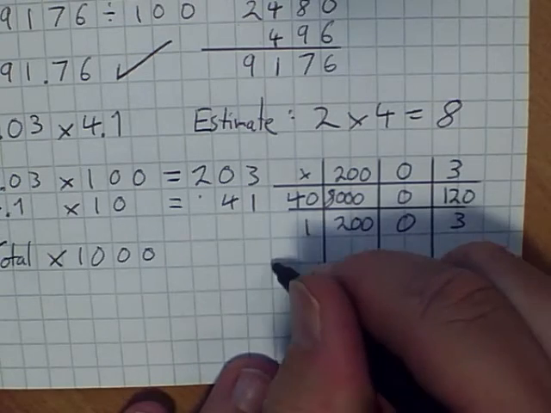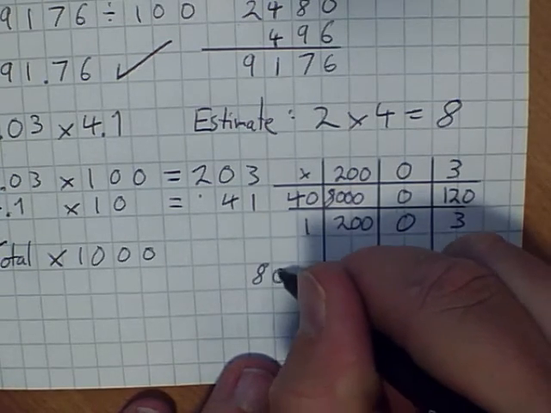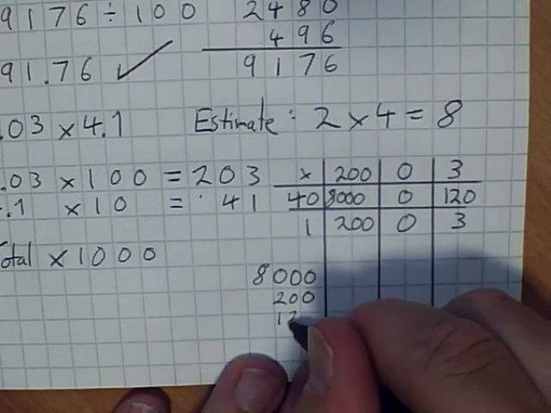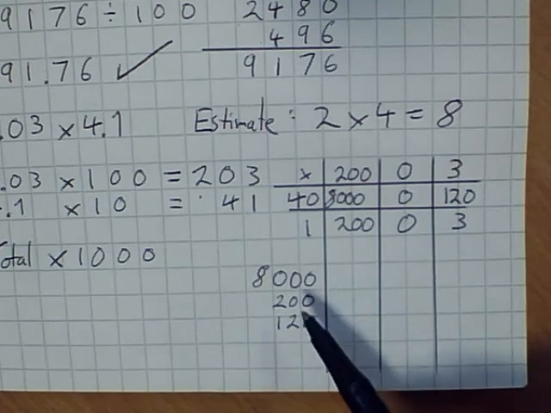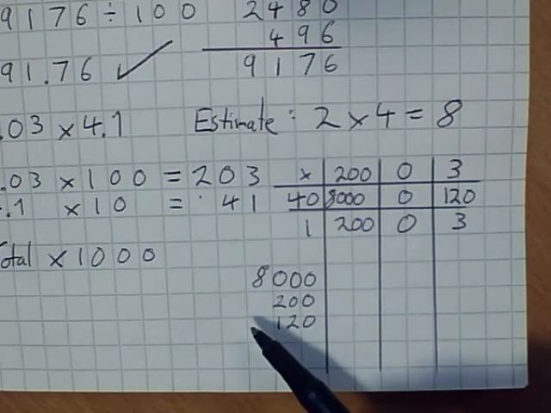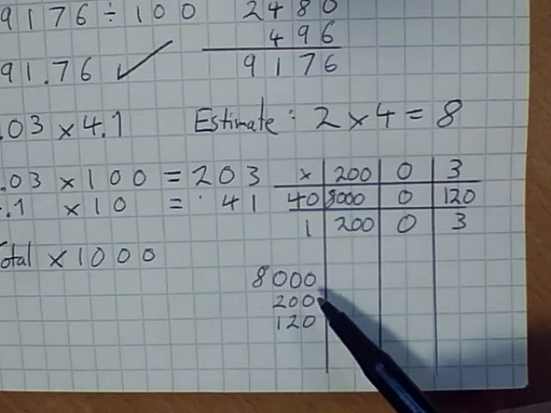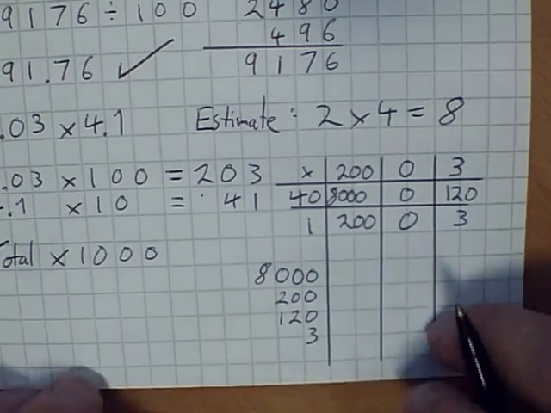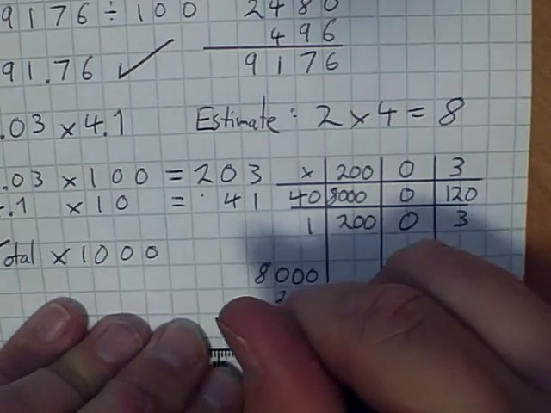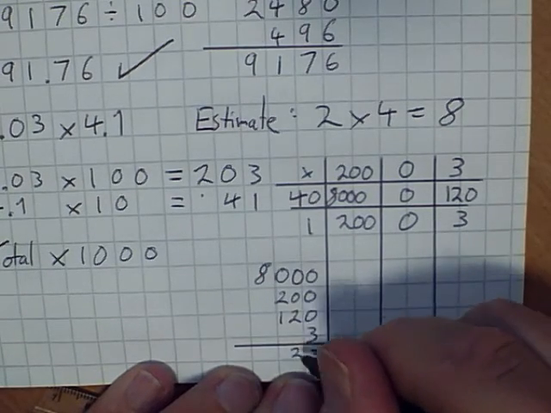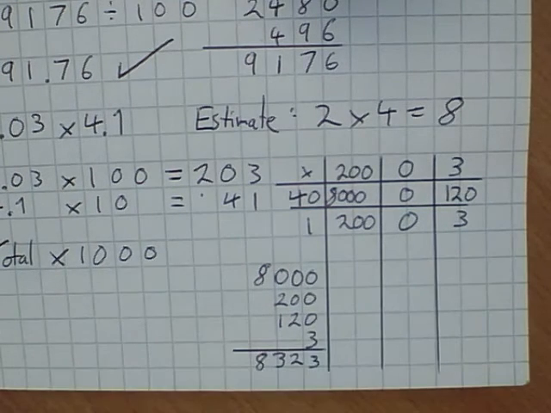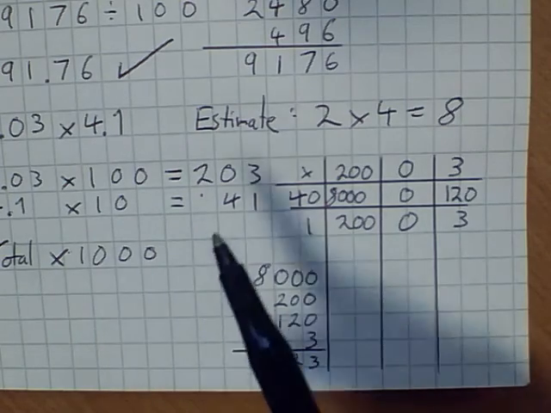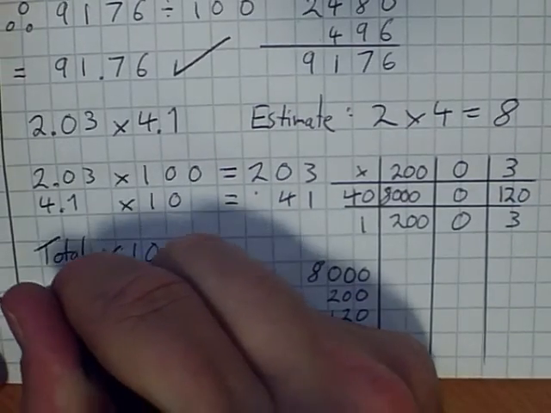I've got 8,000. I've got 200. I've got 120, and I haven't left myself really enough space. I should have left myself plenty of space to get this one number per box. Now I'm having to take extra special care to line it up correctly. And 3, and I'm going to add those together to see what I've got. 3, 2, 3, 8,323.